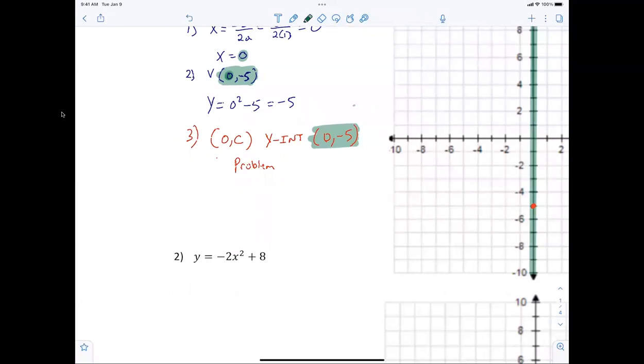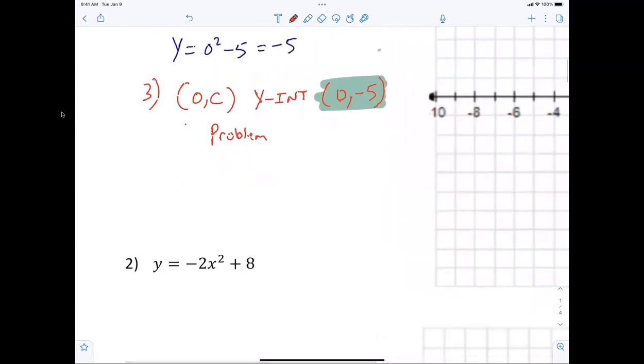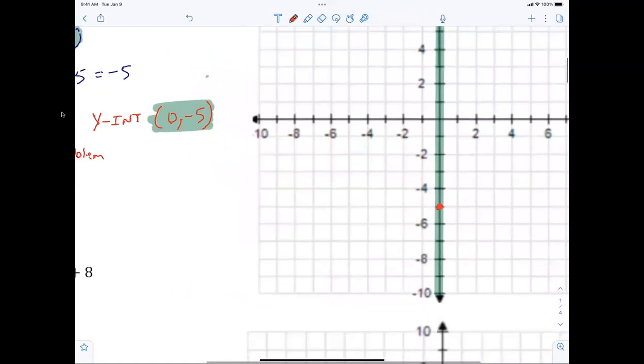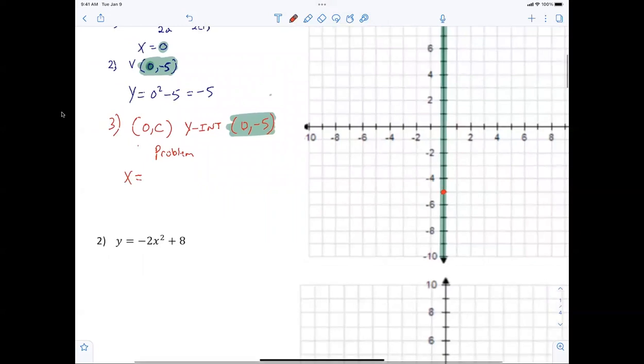All right, so because there's only 1 point, we now have to just select another point. What's another point to select? What would be the easiest point to plug in? X equals what? Well, I'm asking you for an X coordinate. I want everybody to think of the easiest point. We can't use 0, so we're just going to plug 1 in.